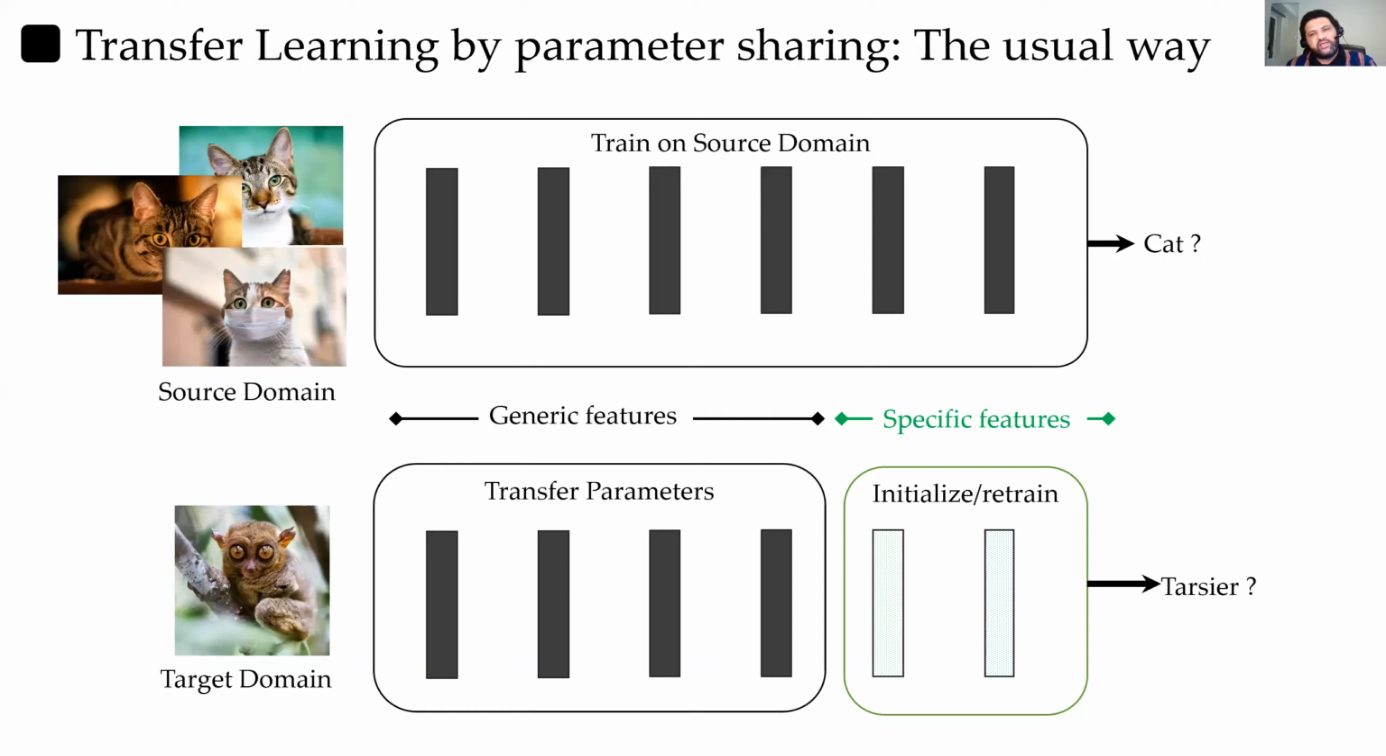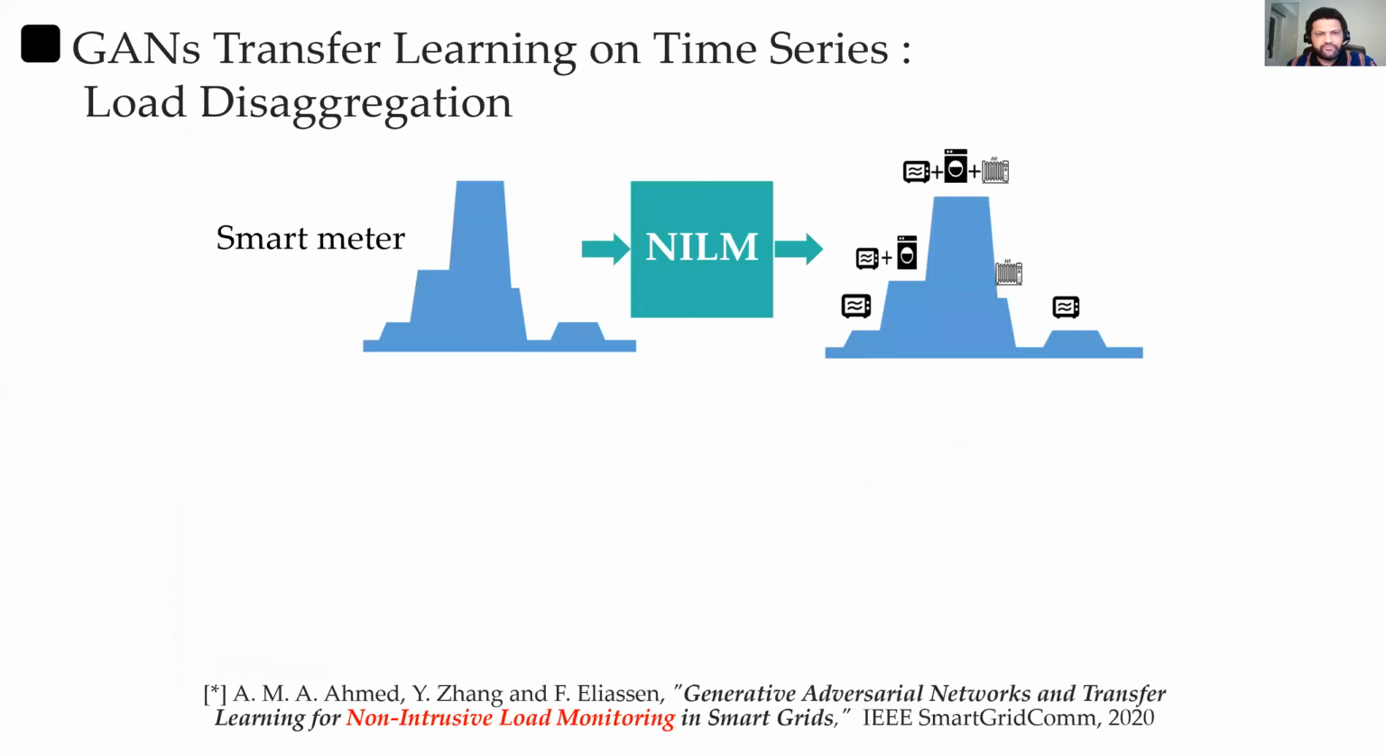And as you might remember from the previous slide, the GAN has two networks rather than only one network. So at this point, let me very briefly introduce the specific problem that we originally wanted to solve in the energy field, which is called load disaggregation, or by its long name, non-intrusive load monitoring, or for short, NILM.